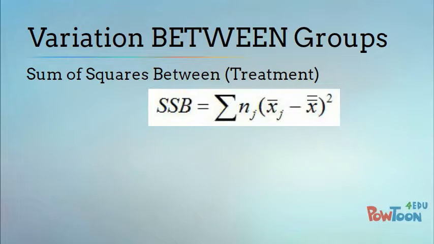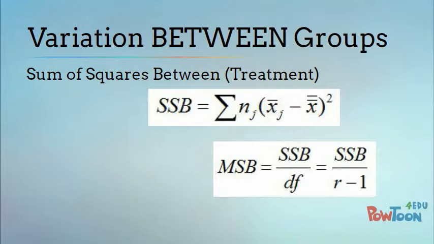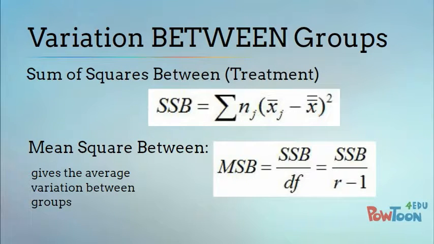Next, we get the average variation between groups by taking the sum of squares between and dividing by the degrees of freedom, which is r minus 1, where r is the number of groups. Thus, the mean square between gives the average variation between the groups.